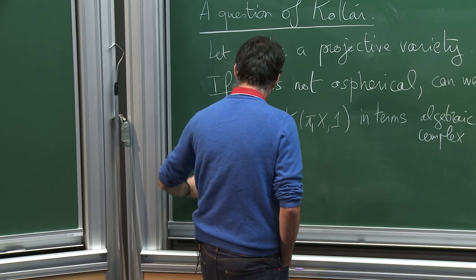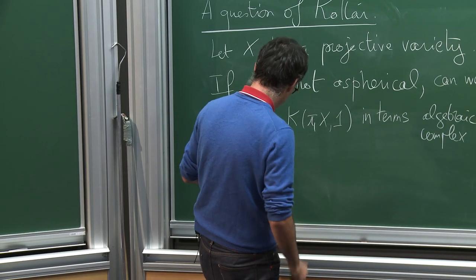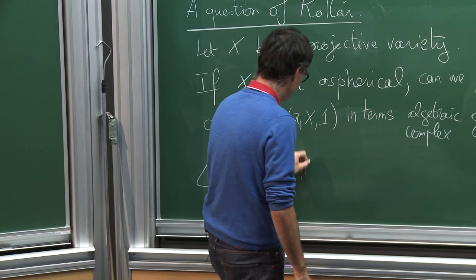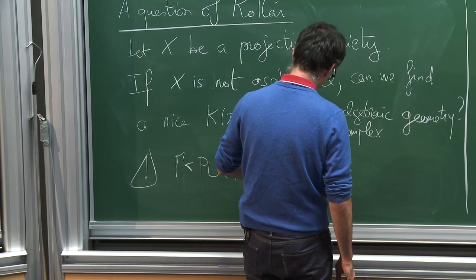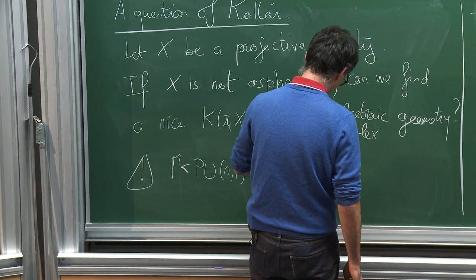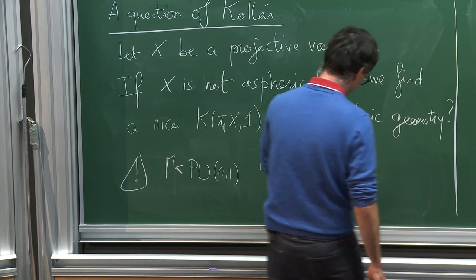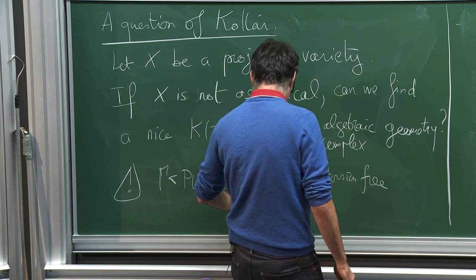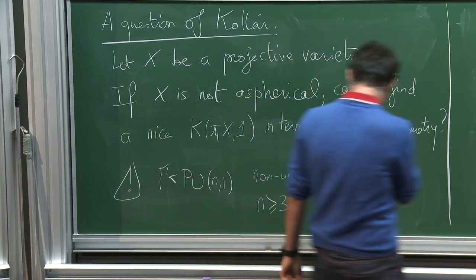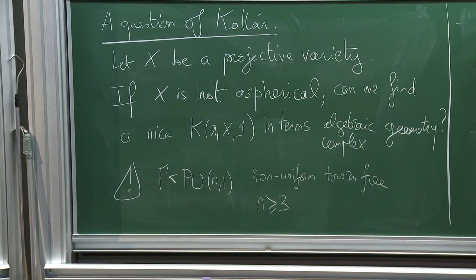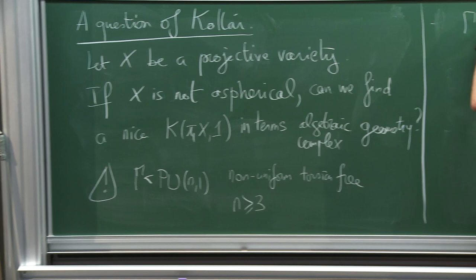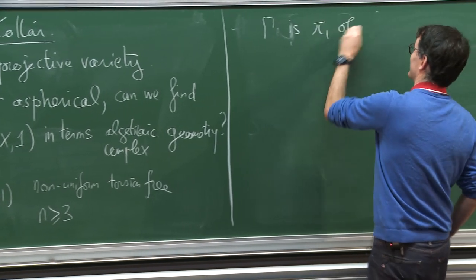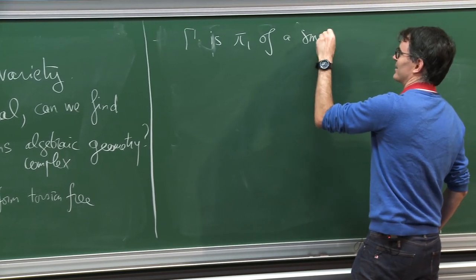So if you take a lattice gamma in PU(n,1), which is non-uniform and torsion-free, and if n is at least equal to 3, then Toledo proved that gamma is not a Kähler group, so actually it's pi 1 of a smooth projective variety.